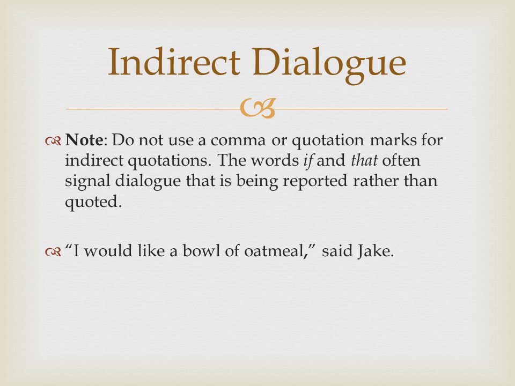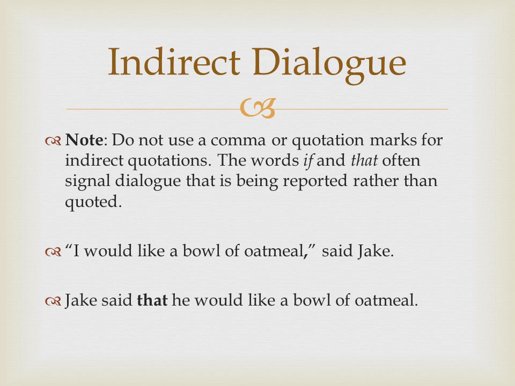So in a previous example, "I would like a bowl of oatmeal," said Jake. "I would like a bowl of oatmeal" is in quotation marks because it's a direct quote from Jake. If this sentence was rewritten as indirect dialogue, it might look something like this. Jake said that he would like a bowl of oatmeal. Both sentences imply the same meaning, but only one of them is a direct quote.